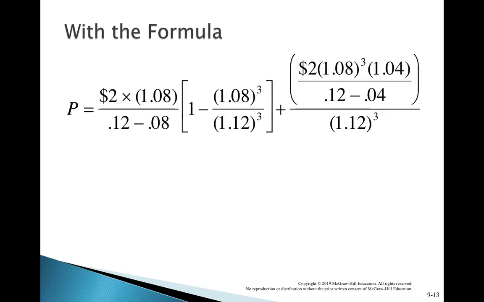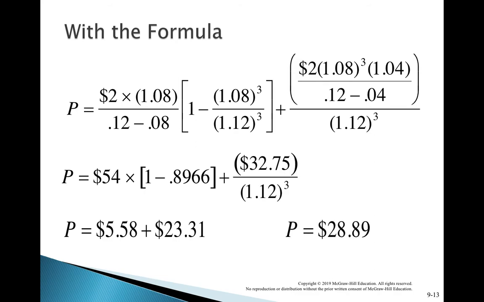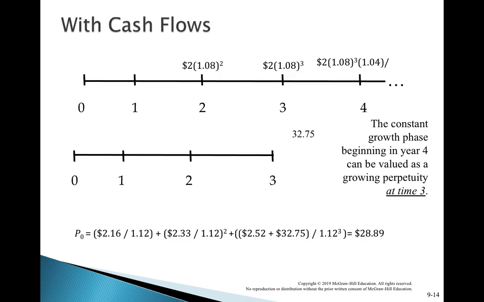Then the dividend of the third year will be 2 multiplied by 1.08 to the power 3, multiplied by 1 plus growth. Growth is G2 divided by R minus G2, whole divided by 1 plus R to the power 3. This is the way in formula we can do and get the answer like this. It will be 28.89. Alright. So this one we have done through the formula method.